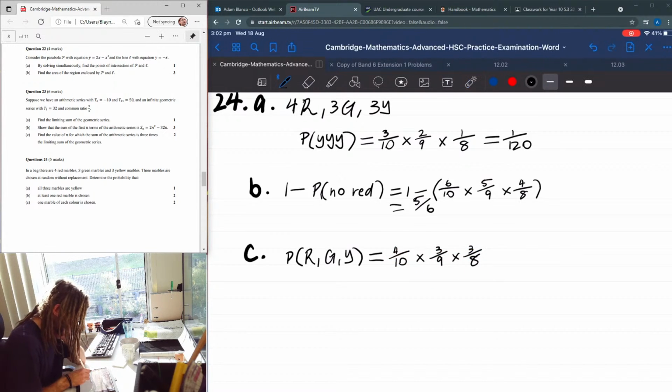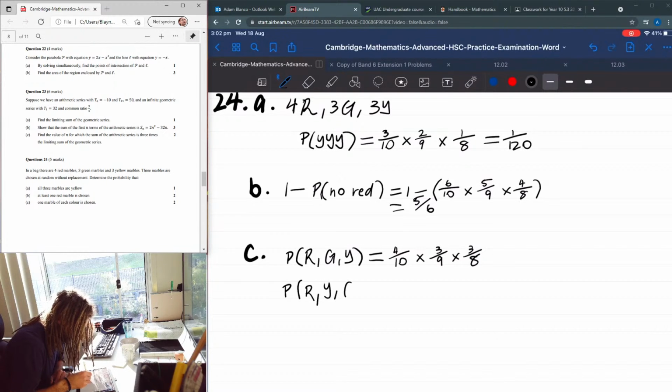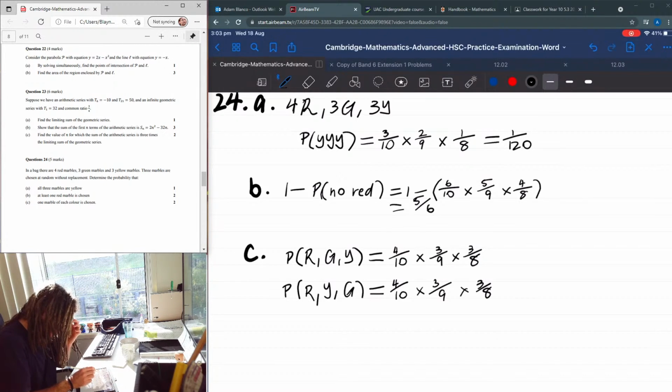Now I've just got to think of all the cases. So the probability of... Oh, it's going to be 3 factorial. But the probability is all going to be the same. Okay, let's just do R, Y, G. That's going to be 4 out of 10, and then the other two are just going to swap, so this will be 3 out of... Oh, it's going to be the same. Okay. I really don't want to do this using extension 1 stuff, but I'm going to.